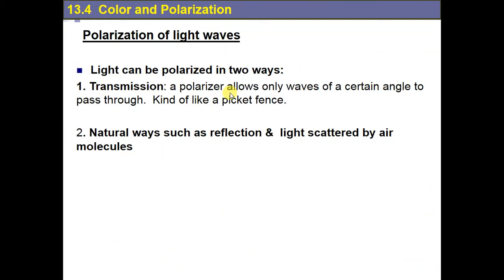Okay, so now how to polarize the light? We said the light coming from the sources is unpolarized for sure. How to polarize it? It can be polarized in two ways. The first way is transmission, and the second way is natural ways. You will see, we will talk about these later. So we will have natural ways such as reflection and light scattered by air molecules. These natural ways polarize the light. But the first one is the way made by humans in order to polarize the light.